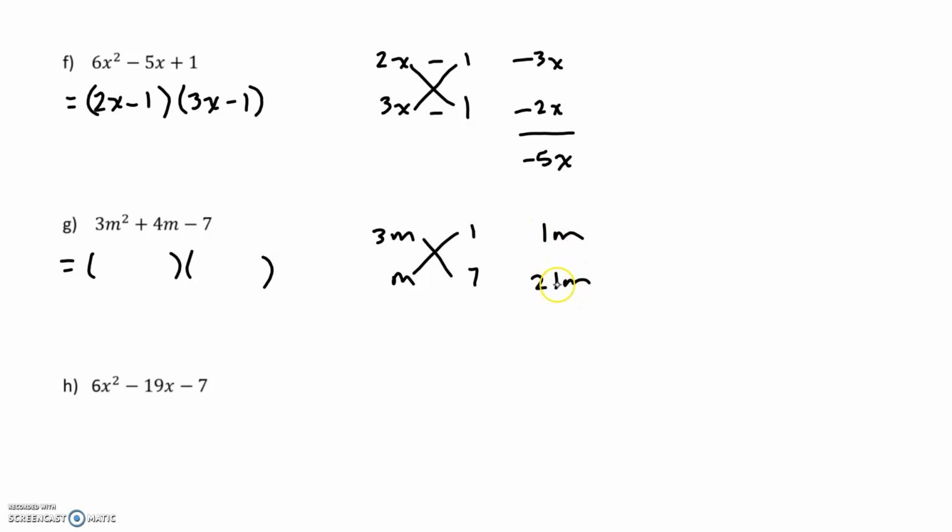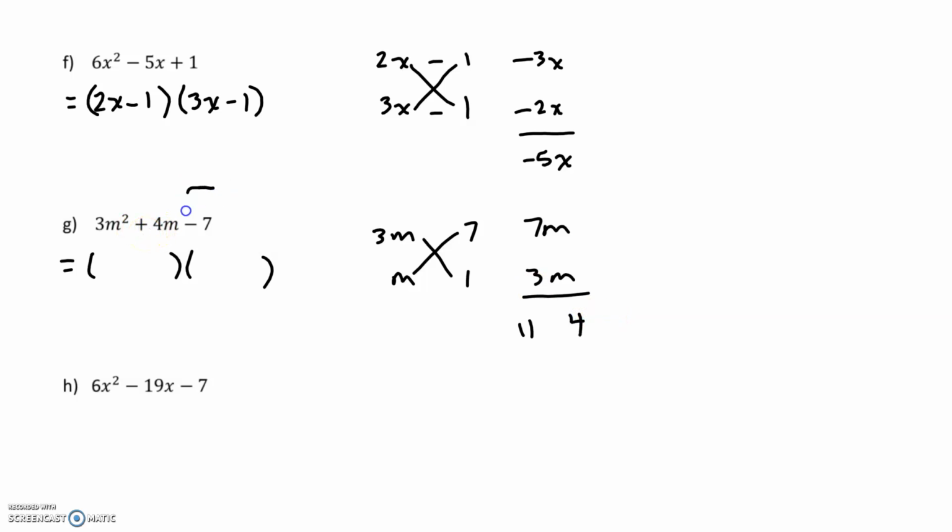1 plus 21 is 22, and if I subtract the difference between them, it's 20, and neither of those numbers give me 4. Okay, so let's switch up the 1 and the 7. So let's put the 7 up top and the 1 here, and we'll multiply. m times 7 is a 7m. 3 times 1 is a 3m. Now that adds to give me 10, which doesn't work. However, the difference is 4, and that does work.